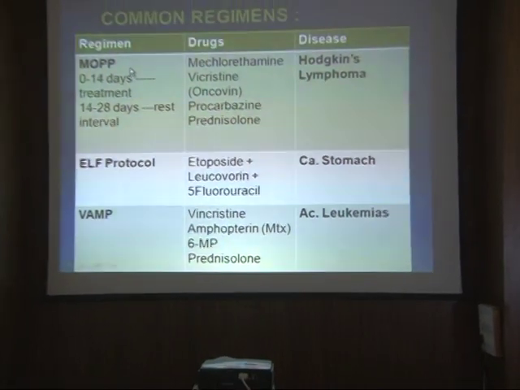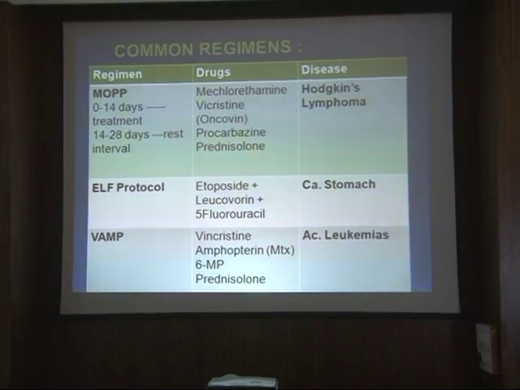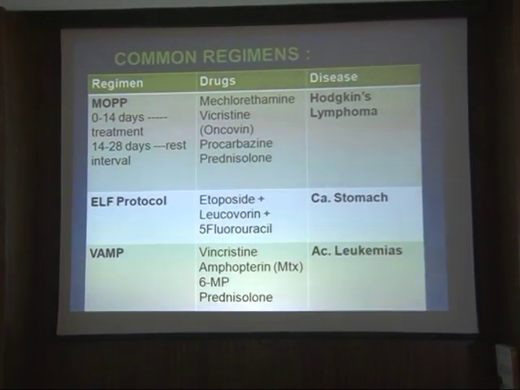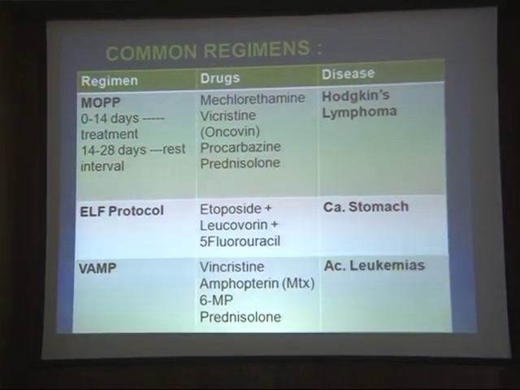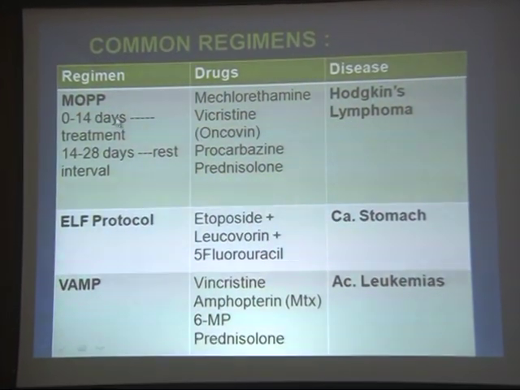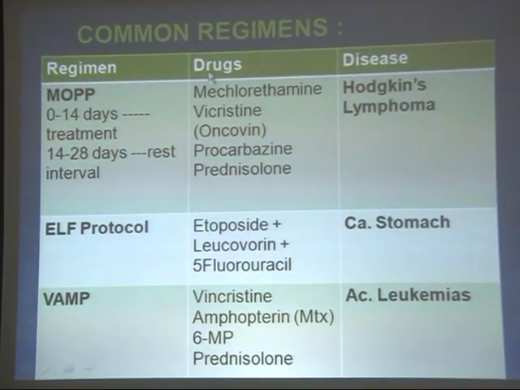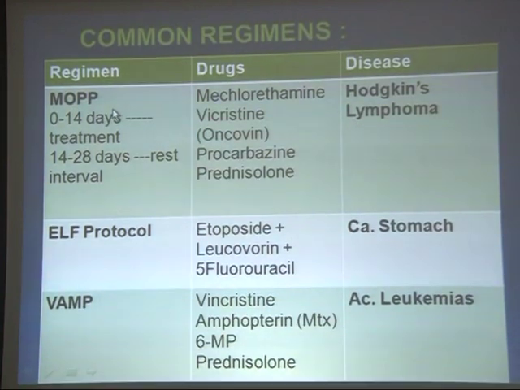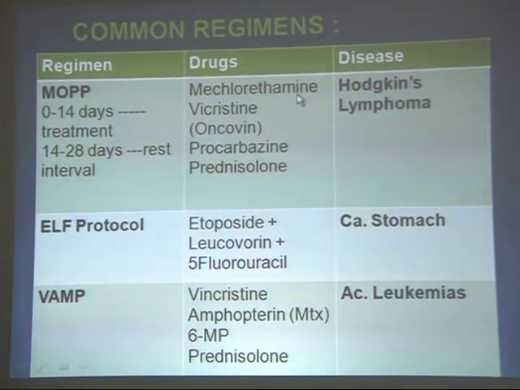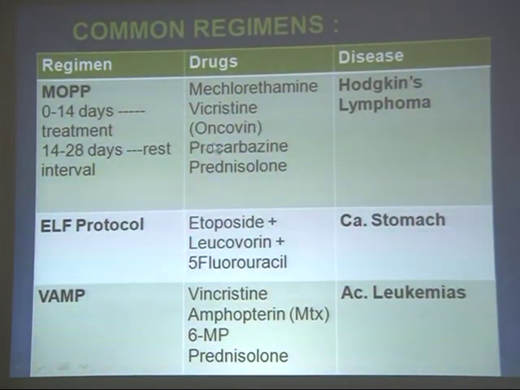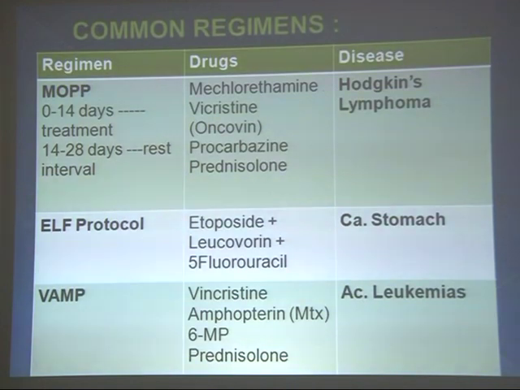There are a number of common regimes, at least 20 to 25 which I have come across, but these are three important ones that we have tabulated. First is the MOPP regime. What drugs are used? MOPP, all this stands for the drugs: mechlorethamine, then vincristine, also called oncovin, that's why O, procarbazine and prednisolone. The disease for which this is used is Hodgkin's lymphoma, a very popular regime for the treatment of Hodgkin's lymphoma.